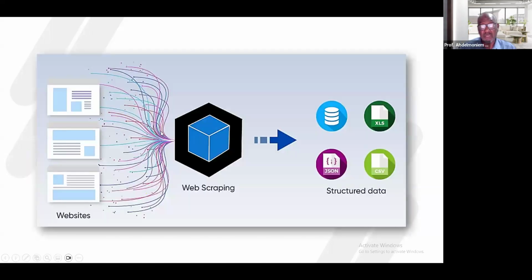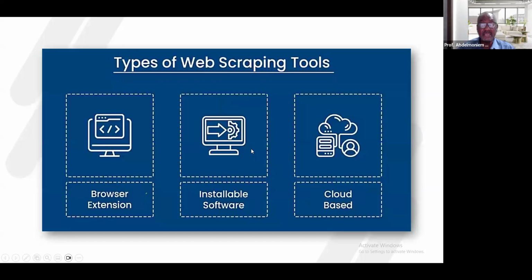And web scraping, this is what it means. You have a number of websites, we collect the data through the web scraper, and then we produce structured data either in the form of Excel, CSV, or ACSS type. And there are three types of web scrapers or scraping tools. There are ones which are browser extensions. I have one, it's an extension in Microsoft Chrome. So I go to Microsoft Chrome, then I have that extension.